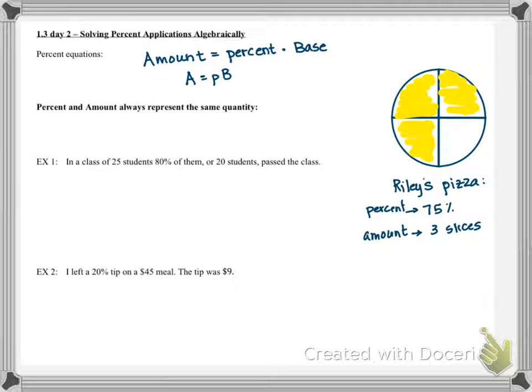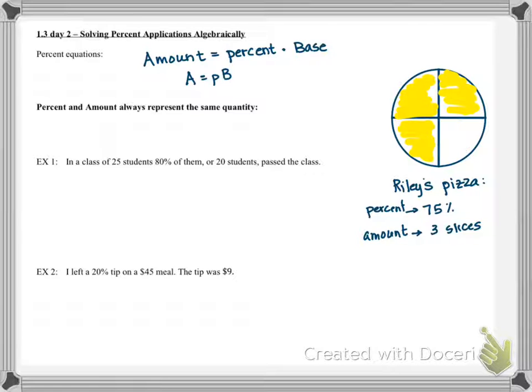So the amount is actually counting like physical objects, right? So they represent the same quantity. One represents it as a portion, that's the percentage, and one represents it as a number of slices or number of dollars or number of people. That's the amount. But they always represent that same quantity. So in this case, both of them represent how much pizza Riley is eating. They just represent them in a different way. And those have to match up because that's built into the equation.